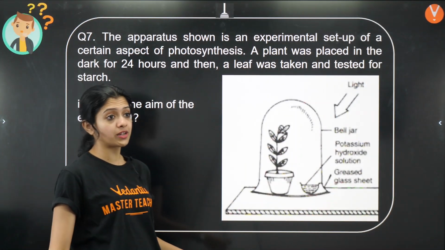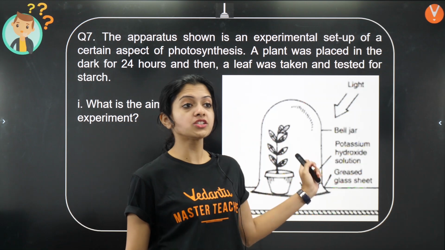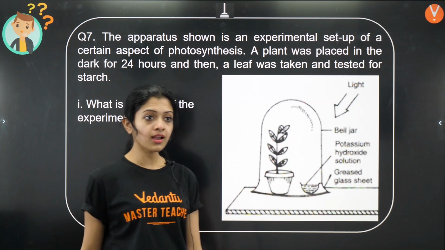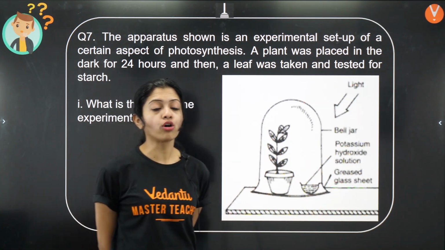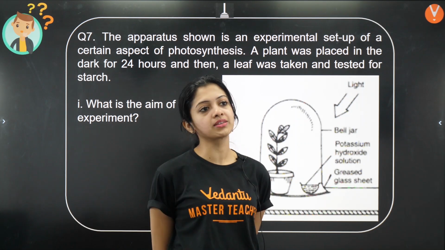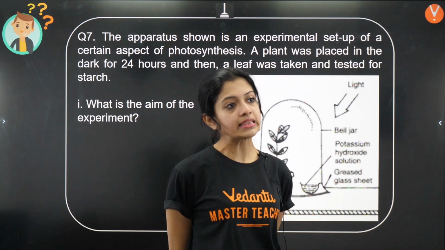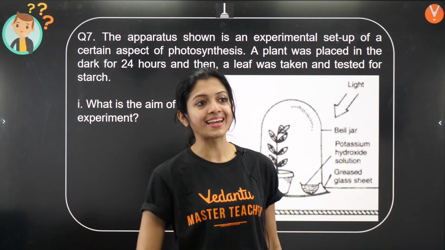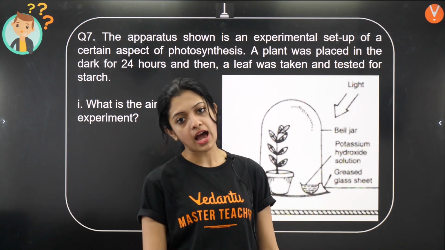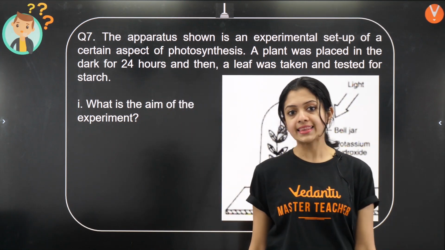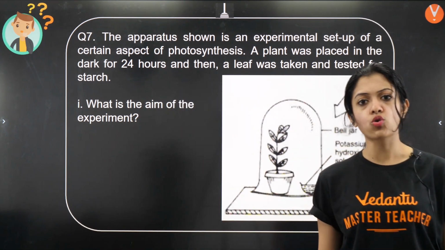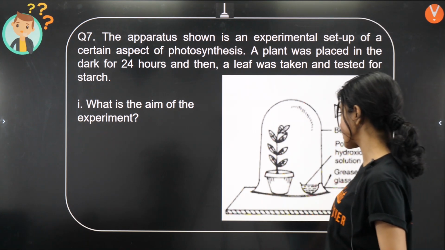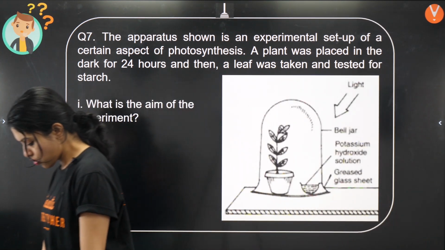Now coming to the last question for the day. The apparatus shown here is an experimental setup of a certain aspect of photosynthesis. A plant was placed in the dark for 24 hours and then a leaf was taken and tested for starch. What is the aim of this experiment? Tell me that. Look at the setup.